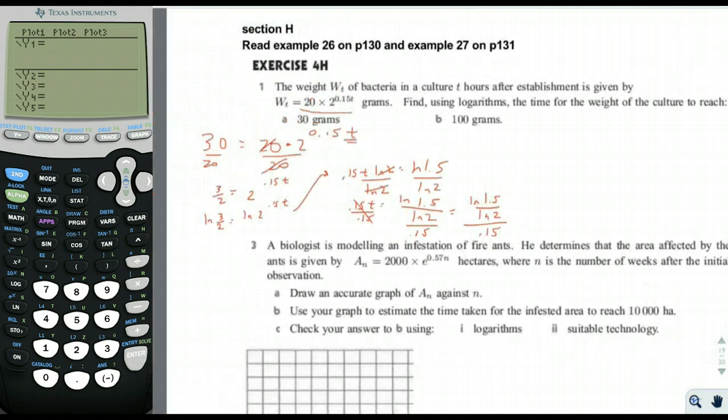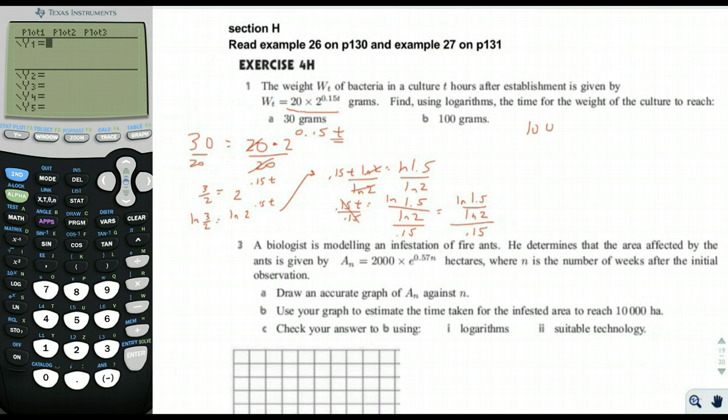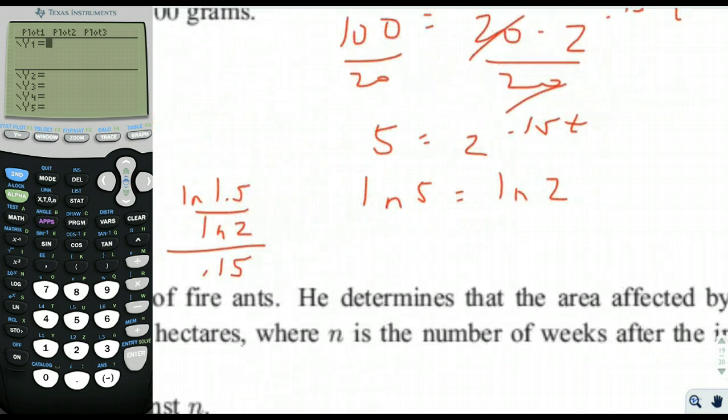100 grams is going to be similar. We'll start with 100 equals 20 times 2 to the 0.15t. We're going to divide both sides by 20. We'll get 5 on the left side, we'll get 2 to the 0.15t on the right. And then we need to take the log of both sides. Natural log of 5 is equal to the natural log of 2 to the 0.15t.